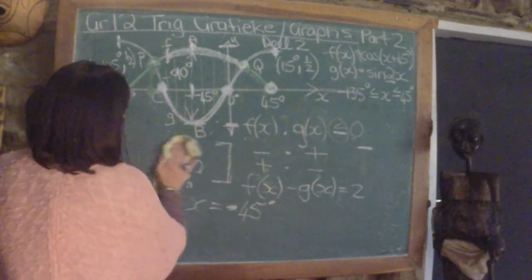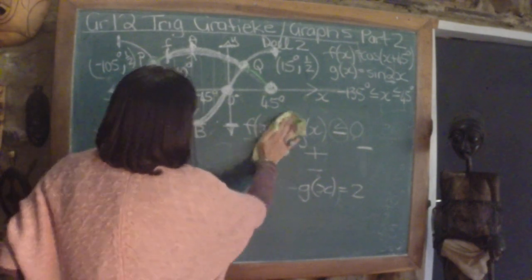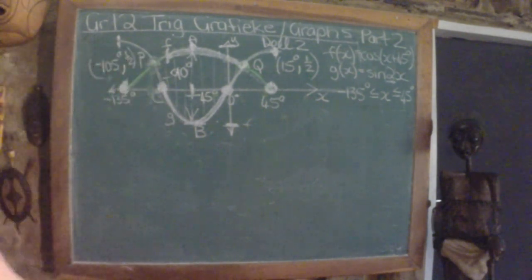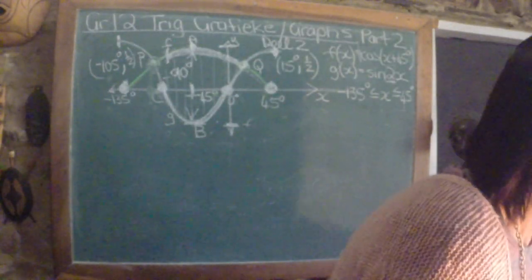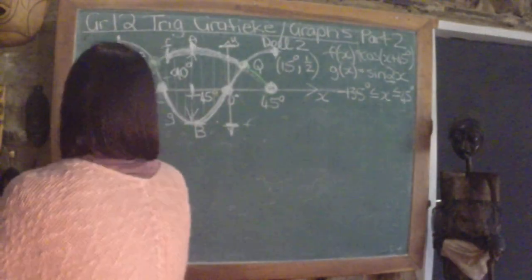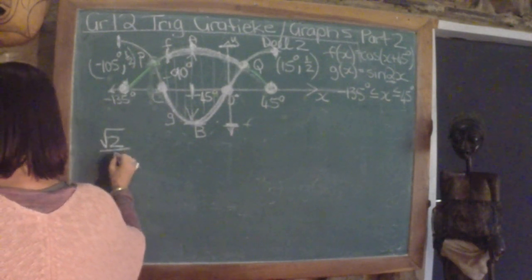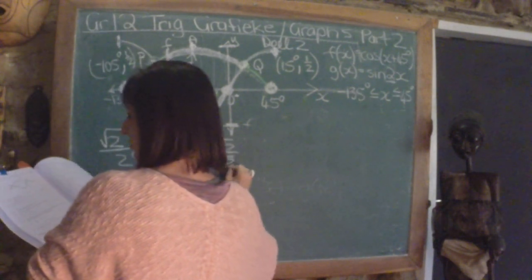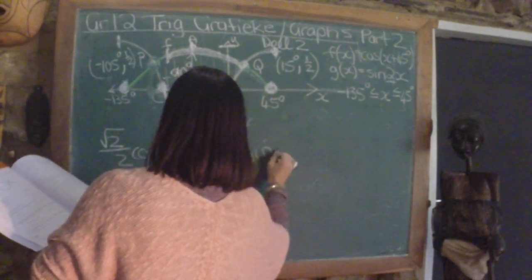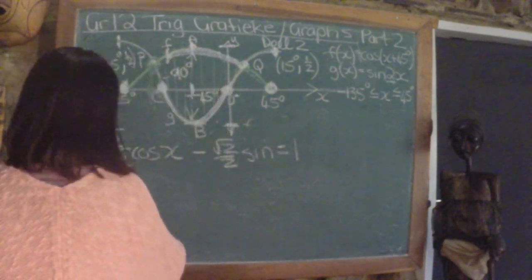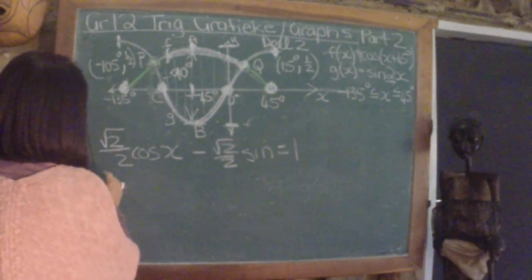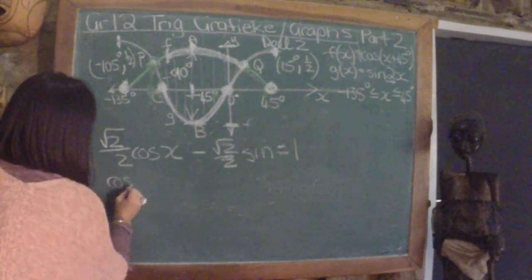Grade 12. Now we've got the following question. And you will see that that relates to general solution questions that we've done. Let's quickly check this out. I've got minus root of 2 on 2 cos x minus the root of 2 on 2 sin x equals 1. That is very familiar. I know that to be the cos of 45 degrees.